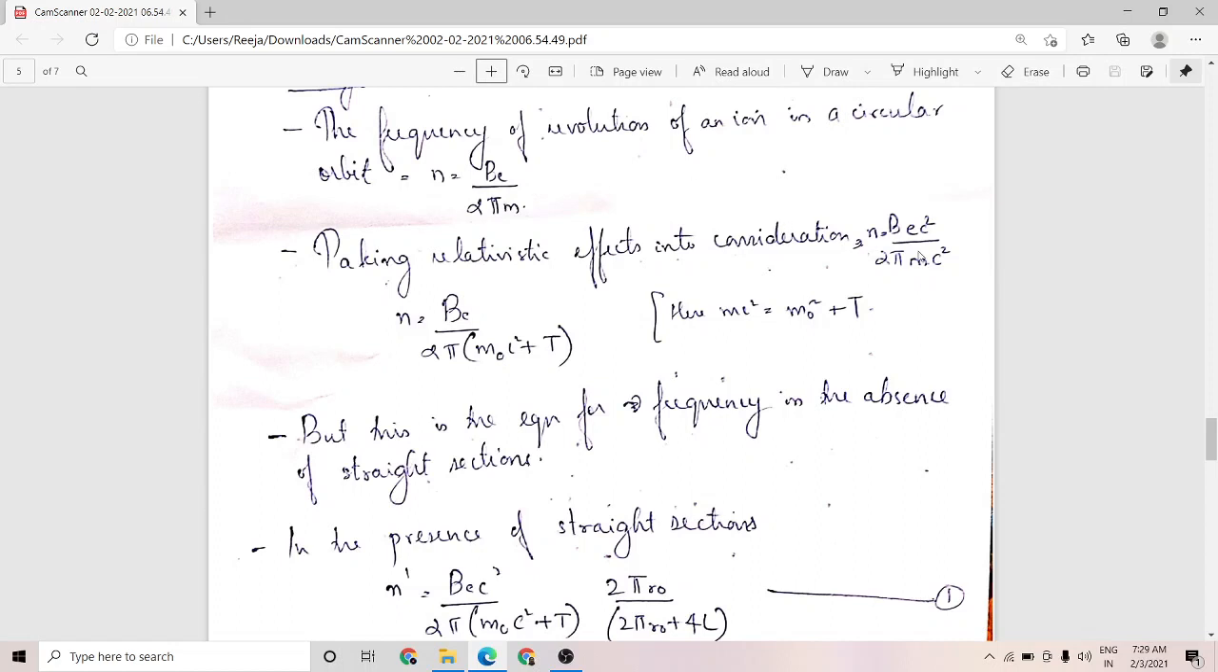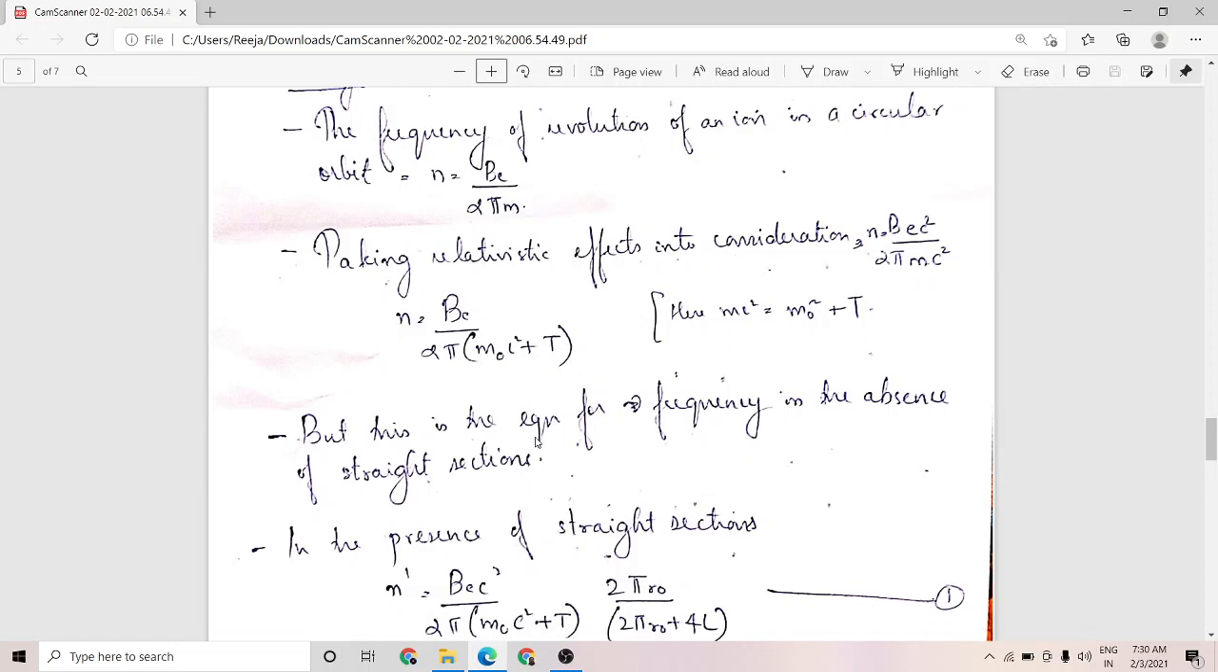Now, I multiply the numerator and denominator by c square, and then I take into account the relativistic effects, so that mc square can be taken as the sum of the rest energy, that is m0 c square, plus t, the kinetic energy. I made a mistake earlier; there must be a c square here. So n, the frequency of revolution of the ion in the circular orbit, becomes equal to Be by 2 pi, m0 c square plus t.